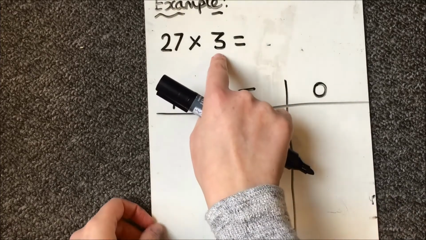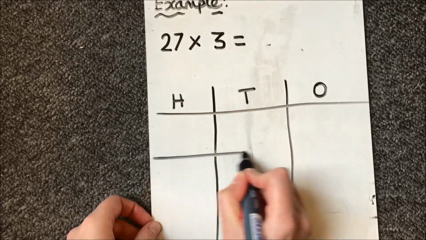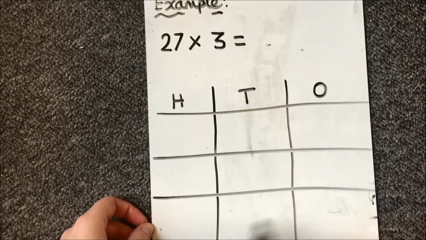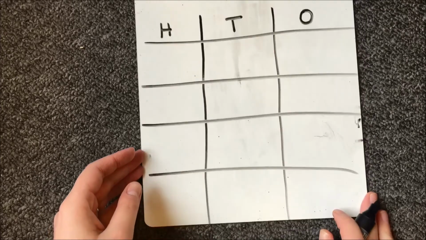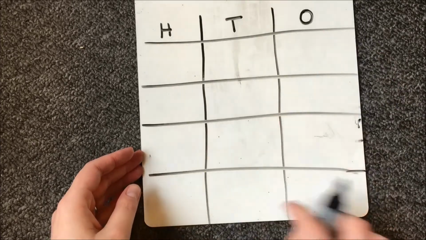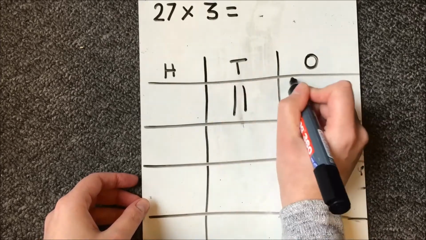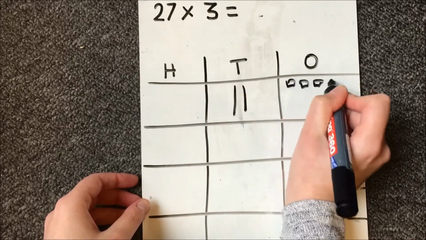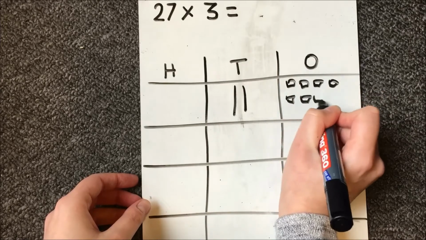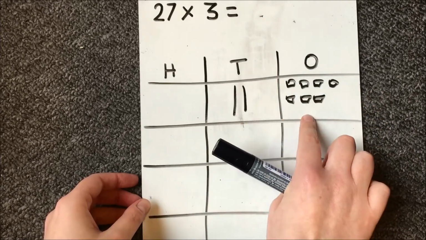Ready? So I know I've got 3 rows. So I'm going to put 3 rows in here. And at the bottom, I've got a row where I'm going to add up my columns. Let's draw 27. Ready? 10, 20, switch. 21, 22, 23, 24, 25, 26, 27. That's one group of 27.